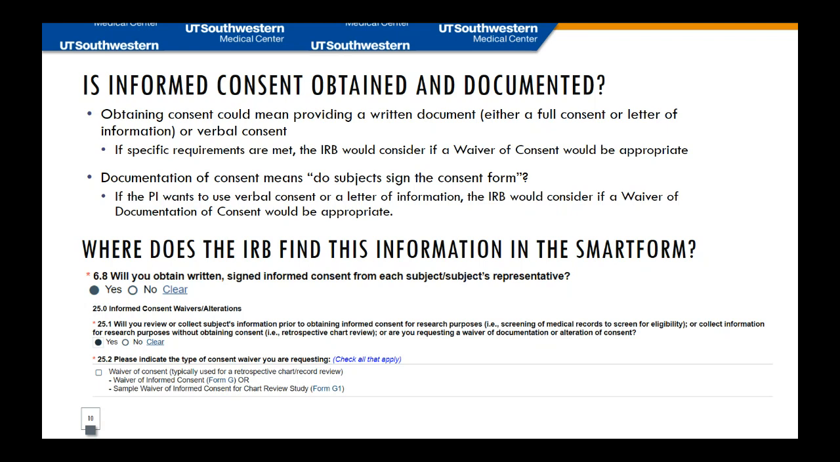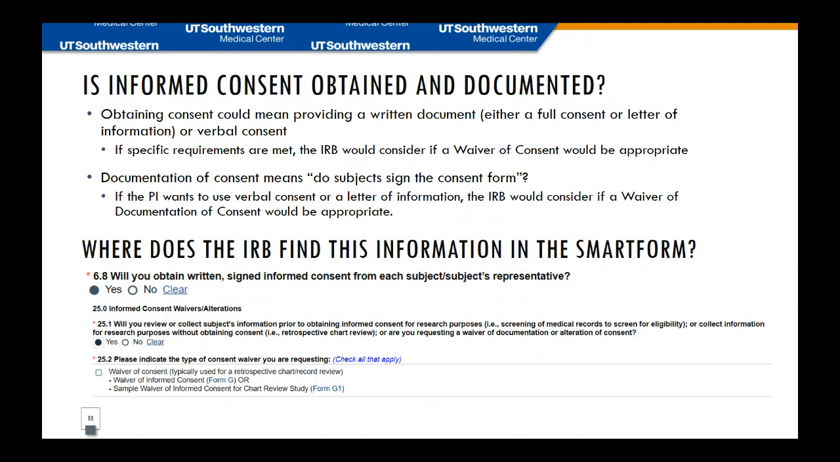For the criteria for a waiver of documentation of consent, the study activity must be minimal risk, and the only record linking the subject to the study is their signature. Verbal consent is not permitted or valid unless prospectively approved by the IRB. The IRB also reads the consent document to confirm consent will be obtained and documented.